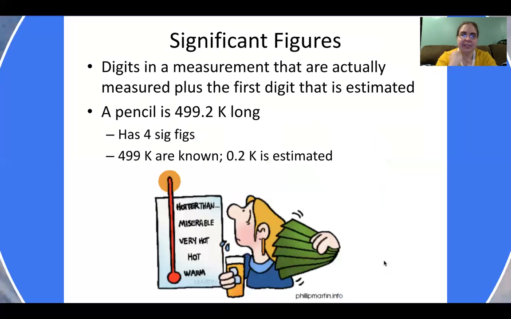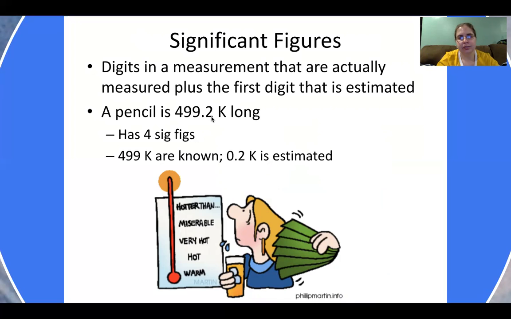Significant figures. This looks at digits in a measurement that are actually measured plus the first digit that is estimated. Significant figures help you to be more accurate in your measurements as well as in your calculations.